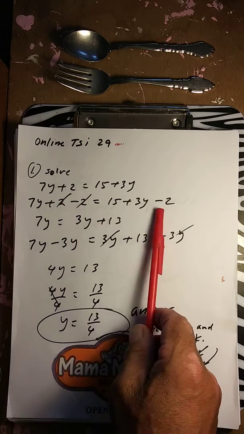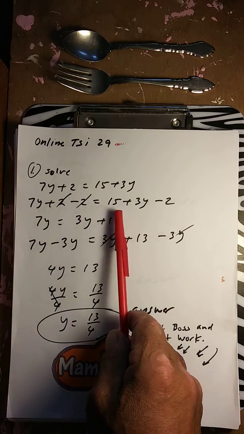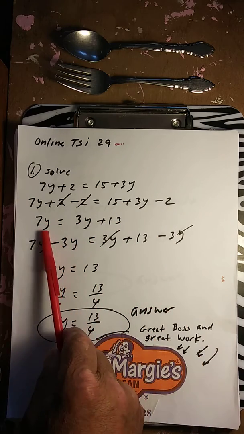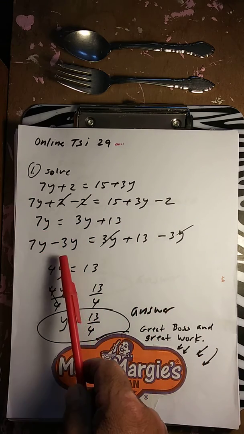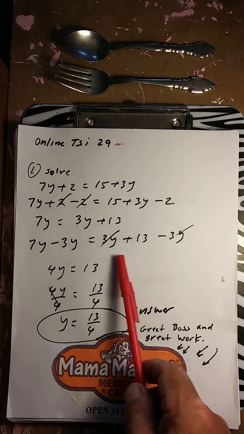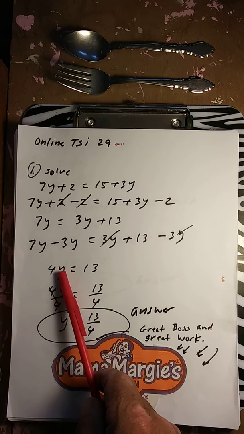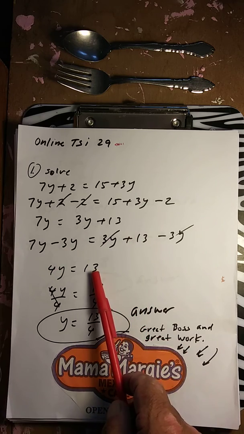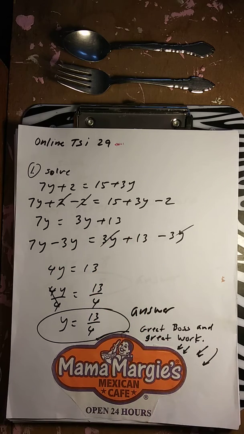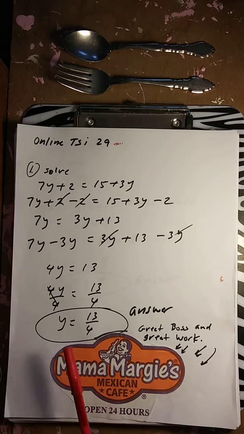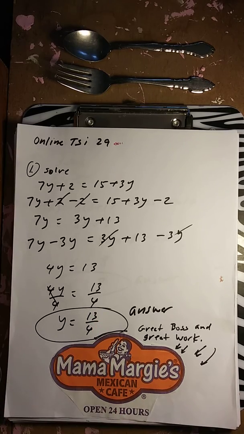Minus 2 on both sides. These are gone. So we have 3y and 15 minus 2 is 13 and then 7y over here. Now we're going to go minus 3y. These are gone. So we have 7y minus 3y is 4y, and then we just have 13. Now we're going to divide by 4. Divide by 4. 4's are gone. So what's left over is y equals 13 over 4.